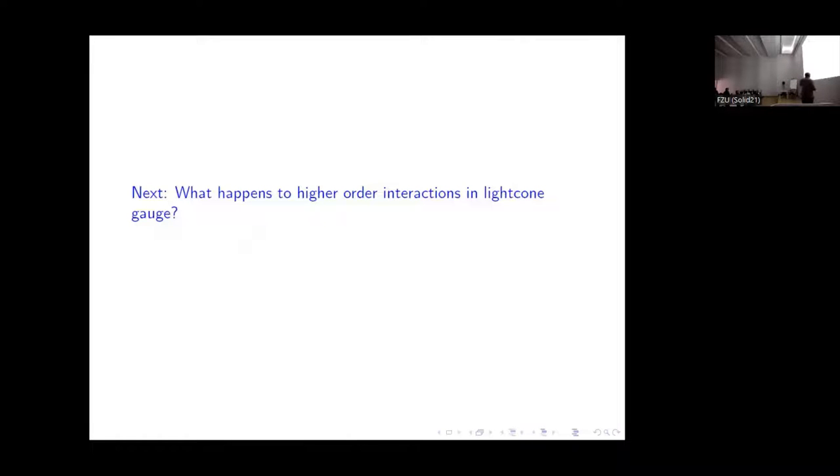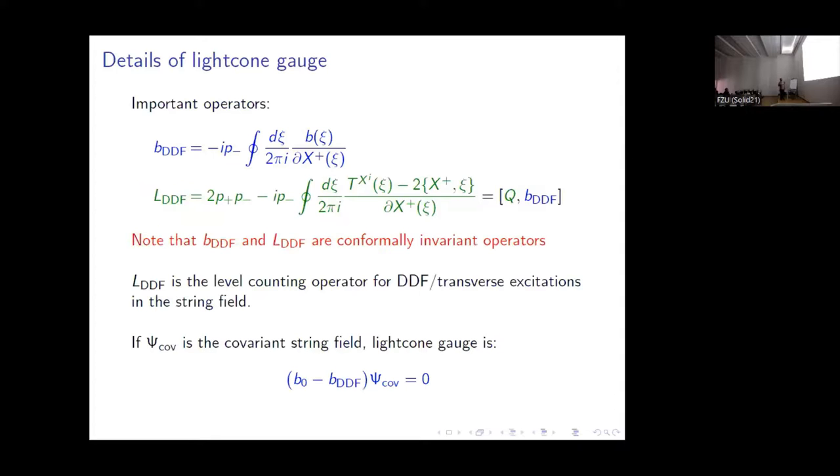So this is what happens with the cubic vertex. And the next question is, what happens with the higher vertices? This turns out to be a really difficult problem, a complicated problem. I'll just try to give you a sketch of what happens, the important ideas, and not get too much into the details of how this works. So that's the question: what happens with the higher vertices? Are there any questions at this point?